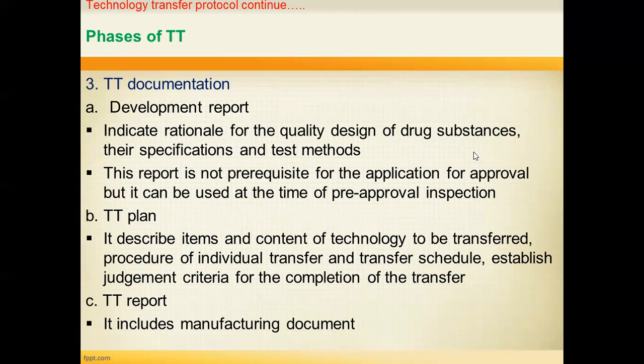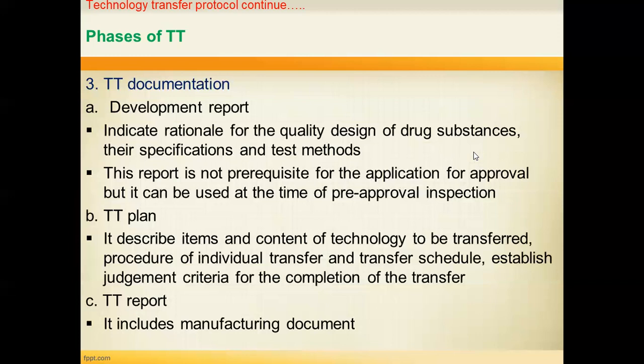Next documentation required is a technology transfer plan. It is a very important one. It describes what resources are required. It describes the items and the content of the technology that should be transferred. It includes the procedures of the individual transfer, and the transfer schedules are mentioned. They can also establish the judgment criteria for the completion of the transfer process.